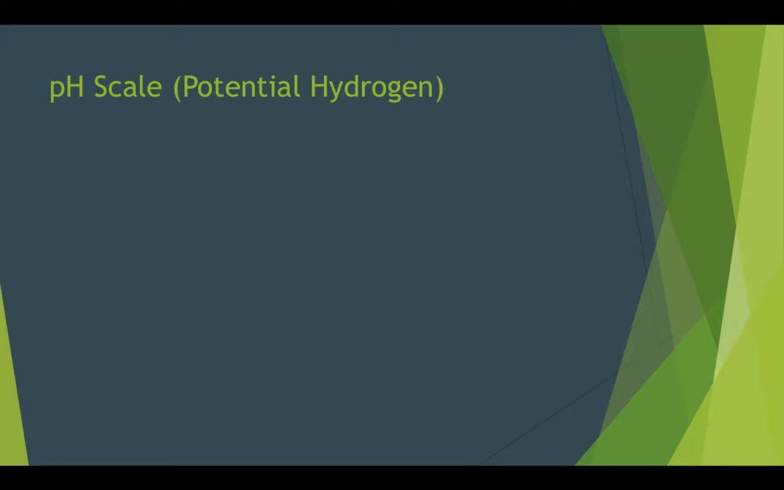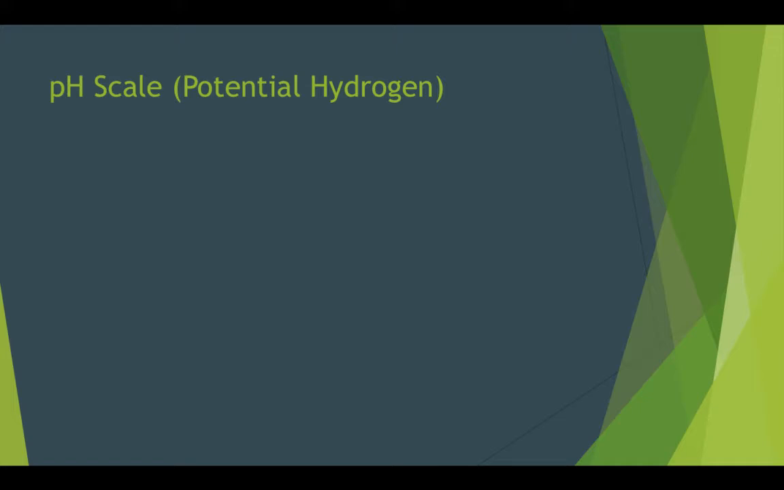Okay. So our pH scale. pH scale stands for potential hydrogen. So how many potential hydrogen ions are being produced? That's what we're looking at when we talk about the pH scale. Note we're not talking about hydroxide ions being produced.